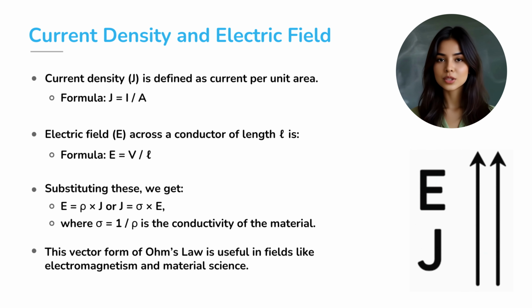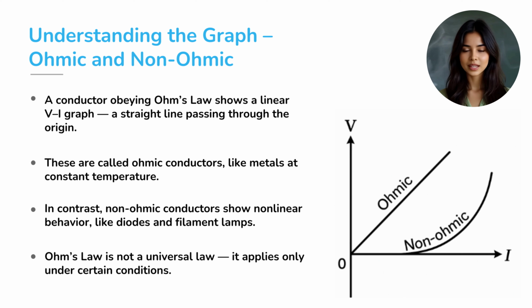In a visual diagram, both vectors, electric field E and current density J, point in the same direction inside the conductor. Let's take this relationship and plot it. For materials like copper or aluminum, if you plot voltage on the vertical axis and current on the horizontal axis, you get a straight line through the origin. That's a perfect example of an ohmic conductor, one that follows Ohm's law.